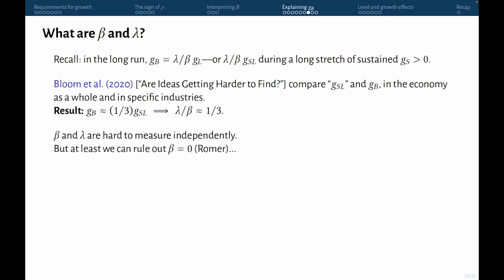They're hard to measure independently, but at least we can rule out the Romer case of beta equals 0, because we've been sustaining this growth in the number of researchers to the point that it's been multiplied by a factor of 40 over the last couple of generations. And GB hasn't multiplied by a factor of 40. But you see what's going on with beta equals 0 in the Romer case? It's not that we instantaneously get infinite growth in B. It's that the steady state growth rate of technology is infinite, in the sense that the growth rate just rises and rises. Okay?